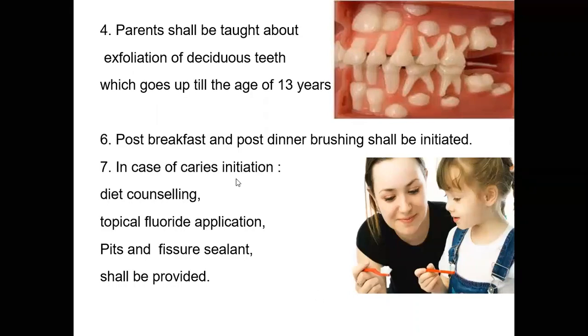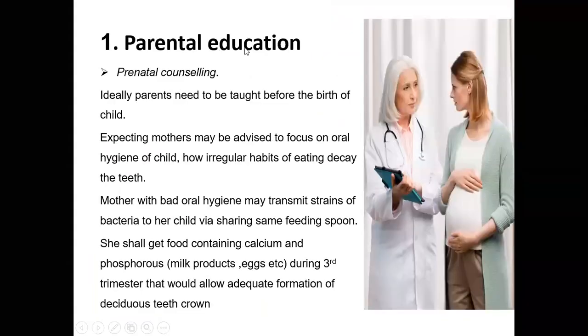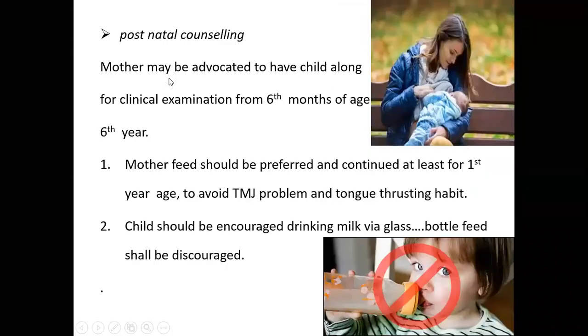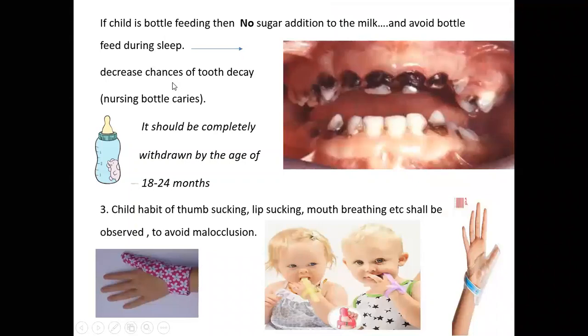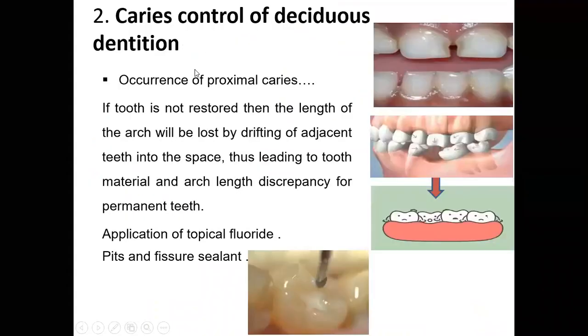So this was number one, where we gave parental education. In parental education, we had two things: prenatal counseling and postnatal counseling. Then number two is caries control of deciduous teeth, because I told you we are taking the preventive step at the age of 2 till 6, and at that age we have only deciduous dentition present. That's why we are focusing on deciduous dentition. So, how do we control caries occurrence in deciduous teeth?